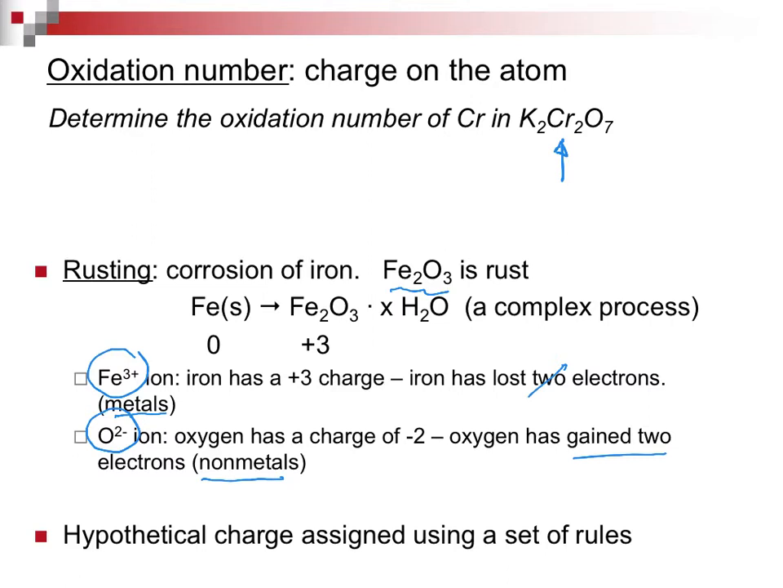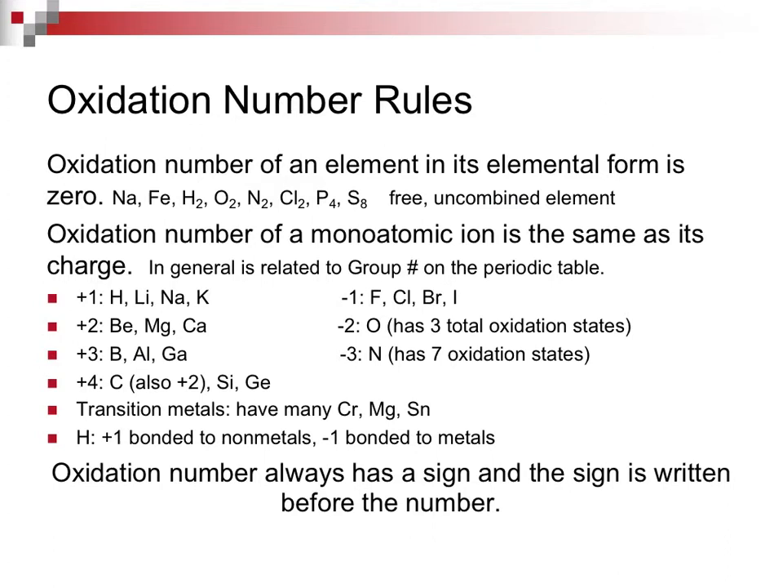Now let's delve a little deeper and explain things. I want to say that it's a hypothetical charge. When you look at rust, there's no indication that you can see the number +3. All right, oxidation number rules.